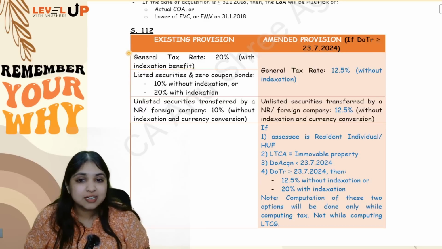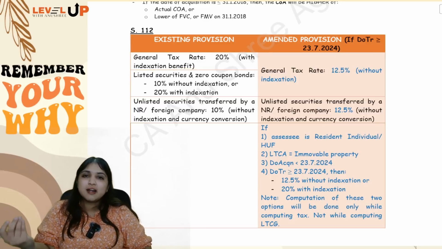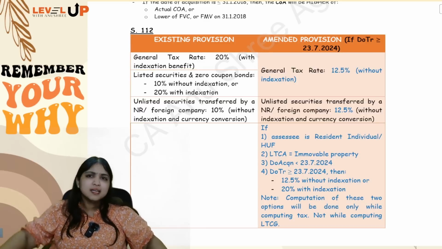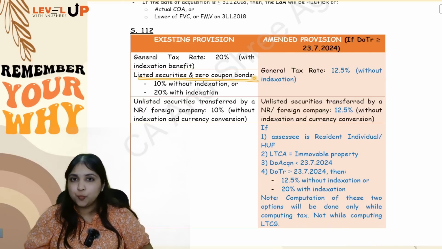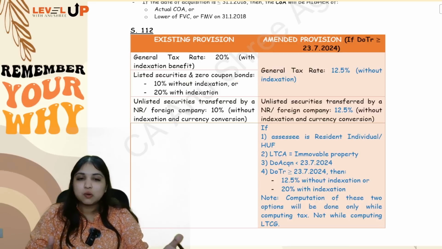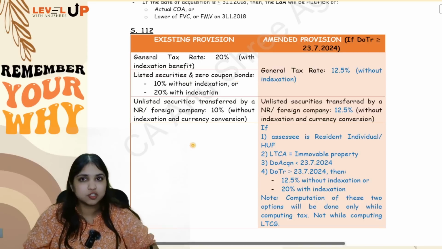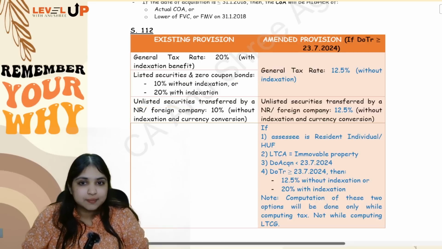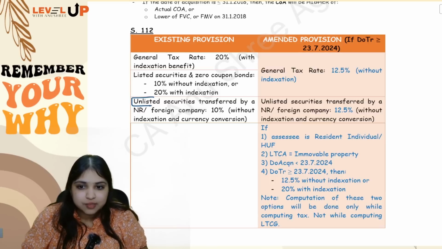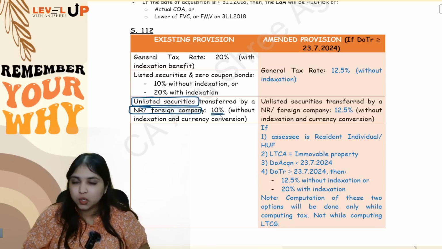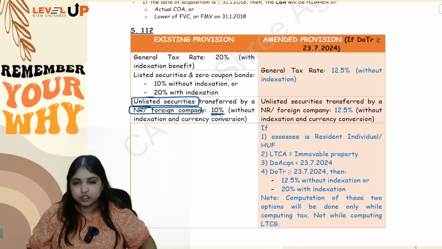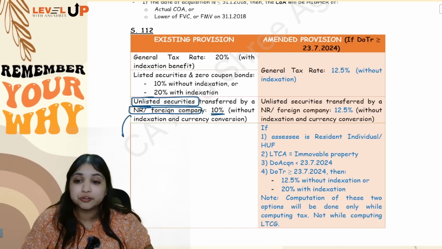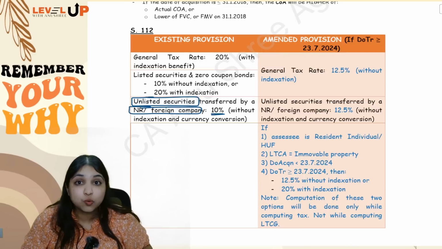This is what you generally see in your questions. So section 112, general tax rate is 20% and you do get indexation benefit also. Listed securities and zero coupon bonds, two options, 10% without indexation, 20% with indexation. And for unlisted securities transferred by a non-resident or foreign company, here 10% will be your tax rate without indexation, without currency conversion also. Okay. This is your section 48 proviso 1.